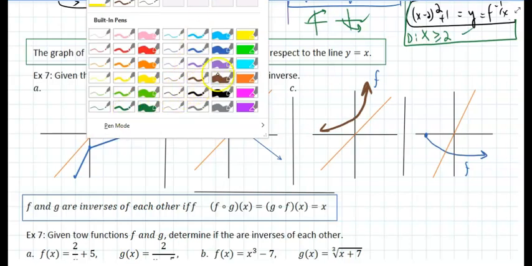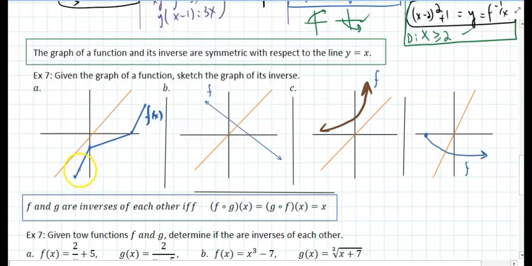And let me pick a color. Let's see what we're going to use. Let's go with brown. We're going to switch x with y. We're not going to use this. We could, but it's easier. Isn't this point -1, -3? Switch x with y. Isn't that -3, -1? This point is 0, -1. Switch x with y, -1, 0.